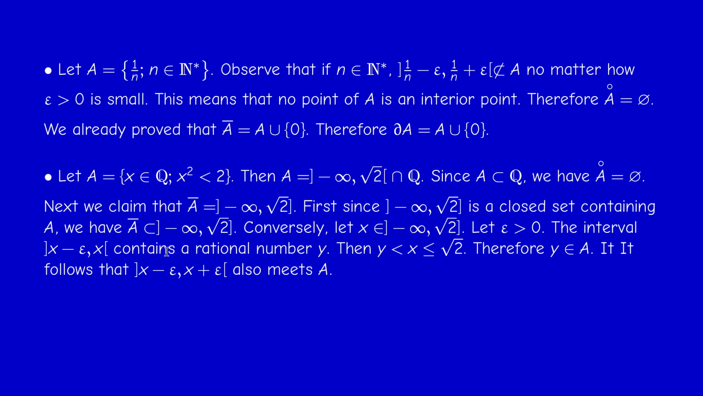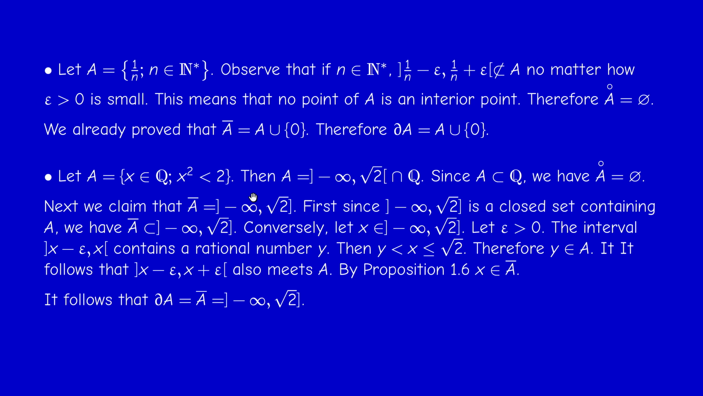And that's it. So the boundary, since the interior is empty, is also equal to A bar. So the closure and the boundary are both equal to the closed interval minus infinity, radical 2.